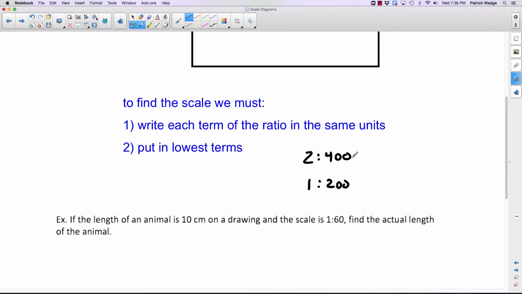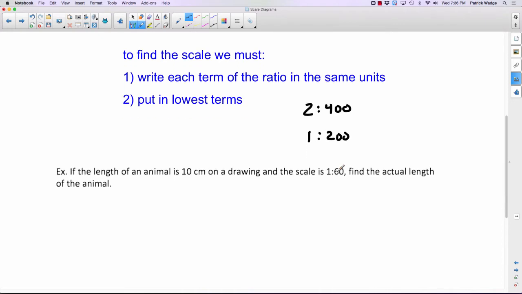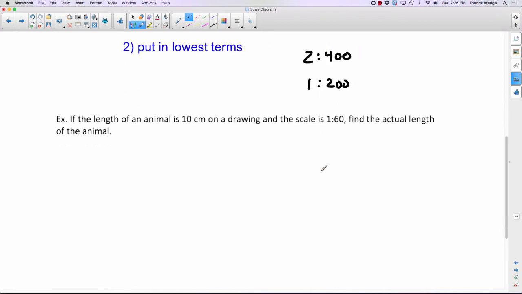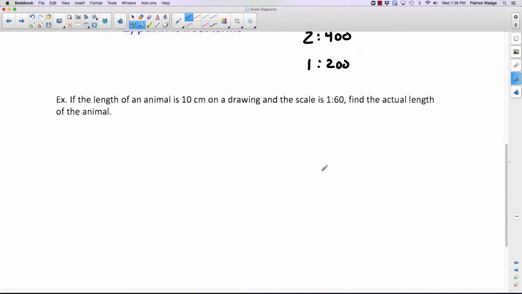All right, let's do a few questions, and I think this will all start making sense. These questions are very similar to the ones that are in your book. So if you understand these, your homework assignment will be fine. It says, if the length of an animal is 10 centimeters on a drawing and the scale is 1 to 60, find the actual length of the animal.